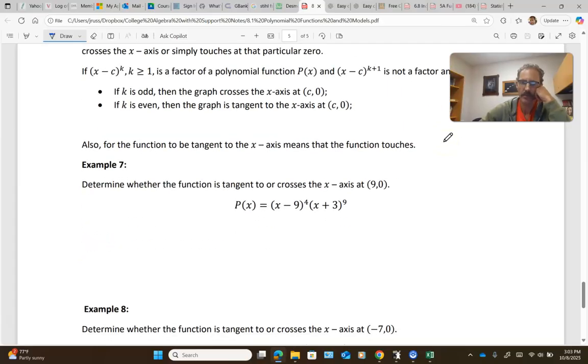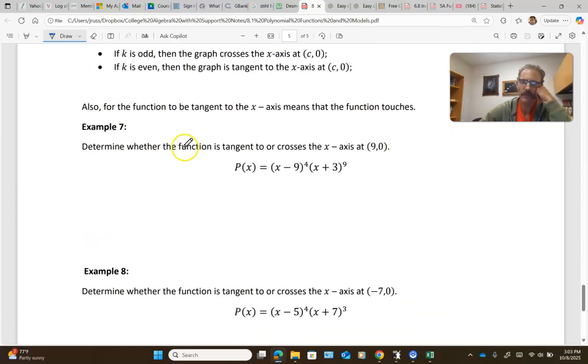Alright, so let's look at a couple more examples. It says determine whether the function is tangent to, you can just think about touches, or crosses the x-axis at this point. Well, this point is an x-intercept. The function is going to be intercepting the x-axis at 9, whenever x is 9. Which of these factors does 9 correspond to? Well, you would get a 0 of 9 from this factor right here.